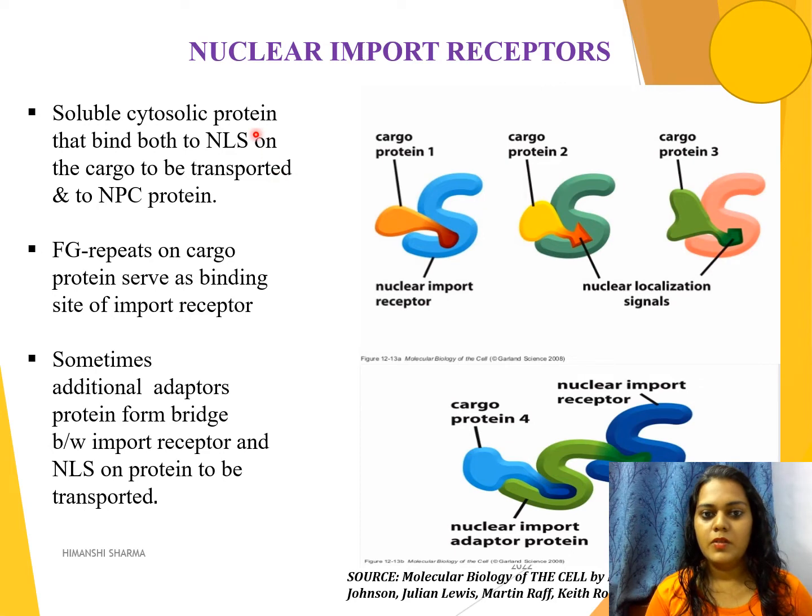Now let's discuss nuclear import receptors. These are soluble cytoplasmic proteins that bind both to the nuclear localization signal present on the cargo protein and also to the NPC protein. Here we can see this is the nuclear import receptor, this is the cargo protein, and this red part is the nuclear localization signal, and the nuclear import receptor is bound to that NLS signal. Sometimes additional adapter proteins form a bridge between the nuclear import receptor and the cargo protein NLS signal, and they are called adapter proteins.